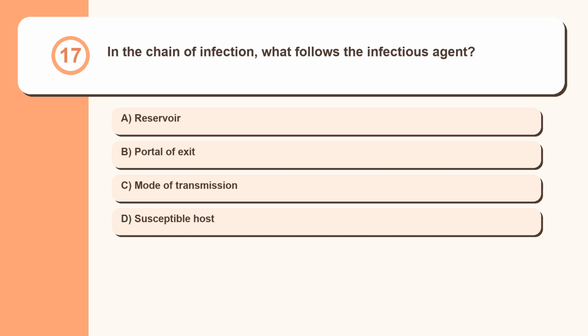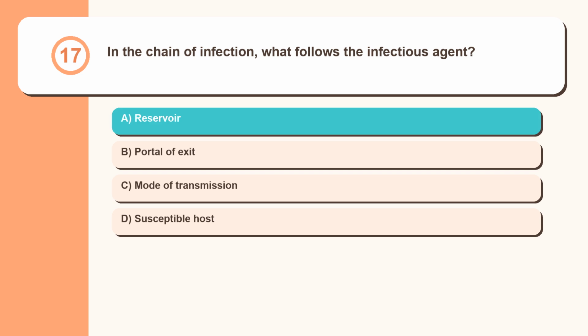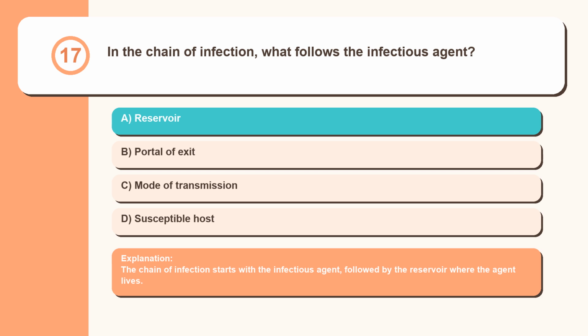Question 17. In the chain of infection, what follows the infectious agent? Reservoir, portal of exit, mode of transmission, susceptible host. The chain of infection starts with the infectious agent, followed by the reservoir where the agent lives.